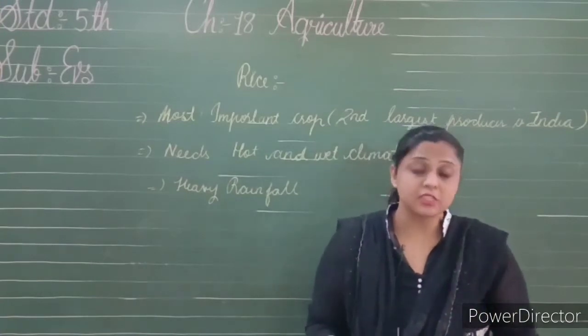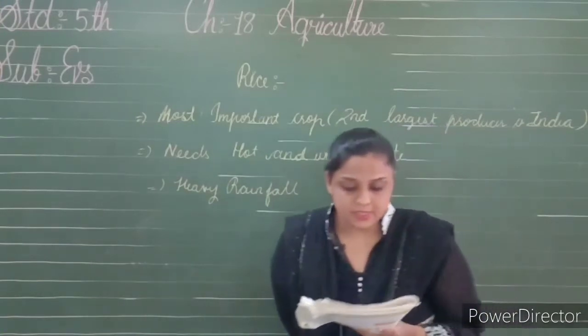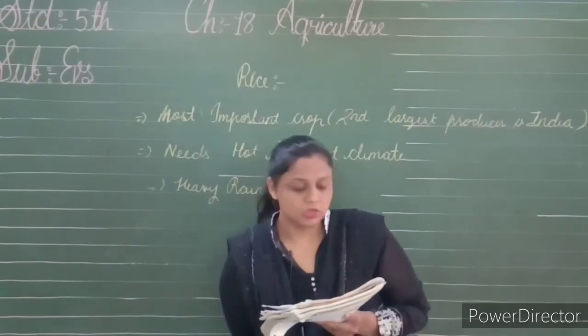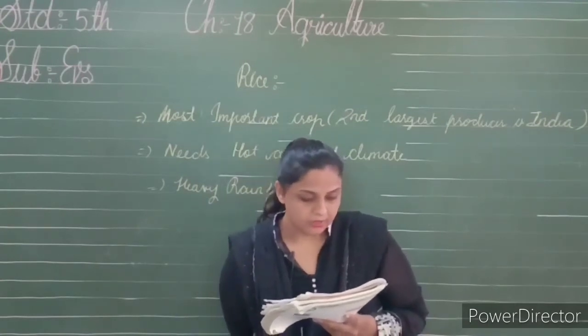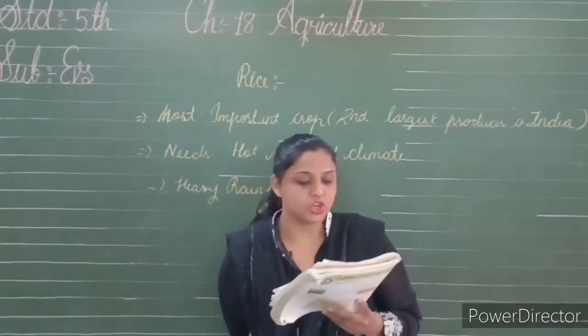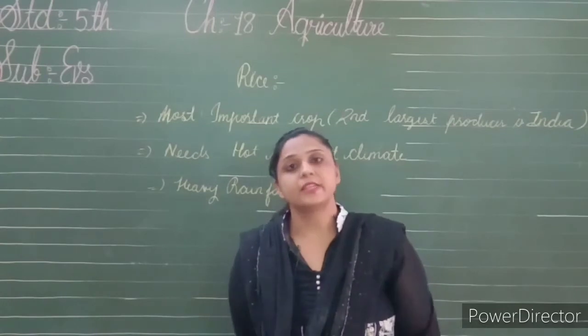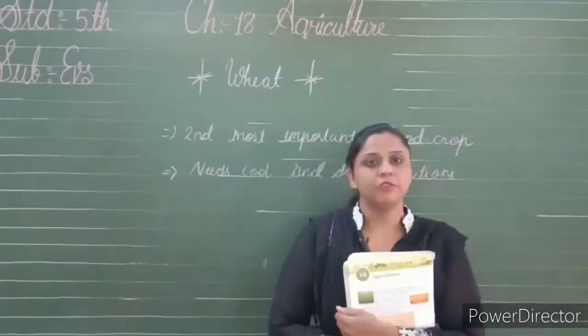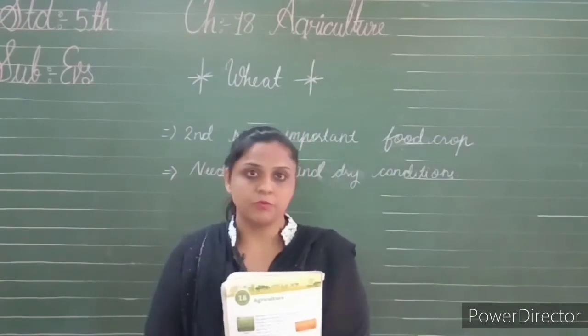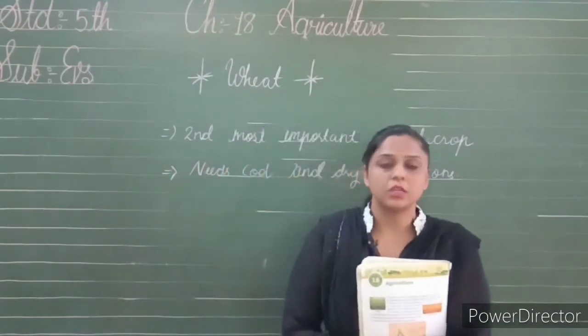So where is rice grown? Rice is grown in Assam, West Bengal, Jharkhand, Chhattisgarh, Bihar, Telangana, Andhra Pradesh, Tamil Nadu, Kerala, Punjab, Haryana. These states grow rice more. We will see wheat. So wheat is the second most important crop of our country.